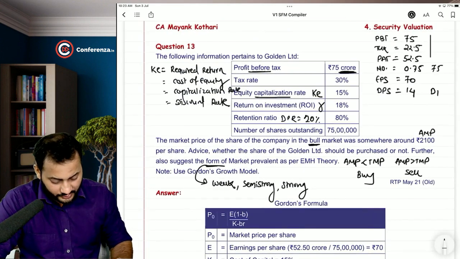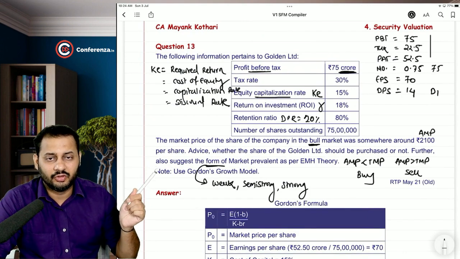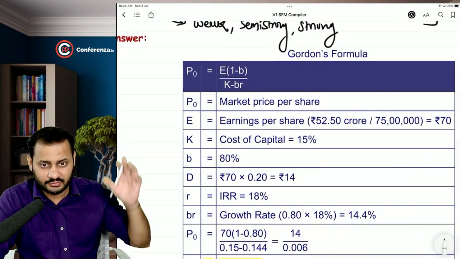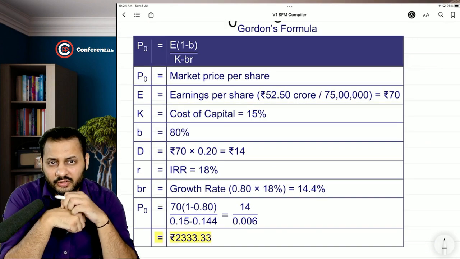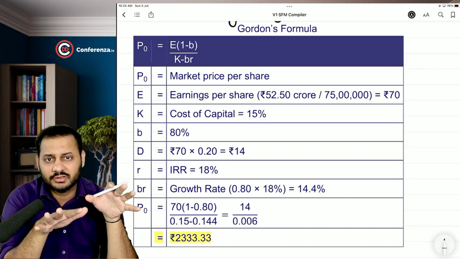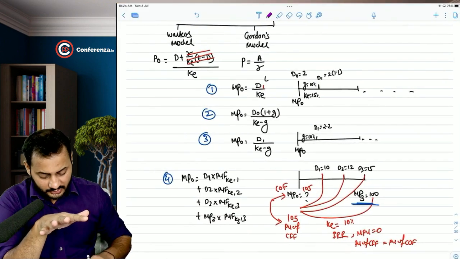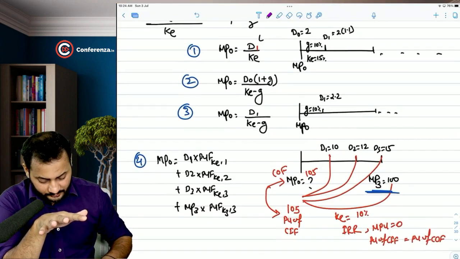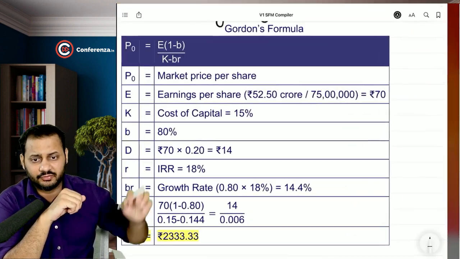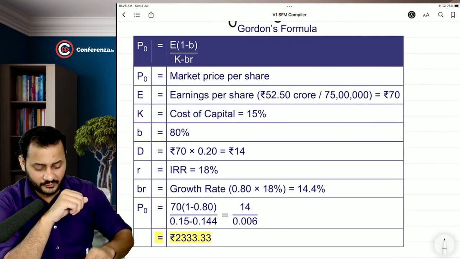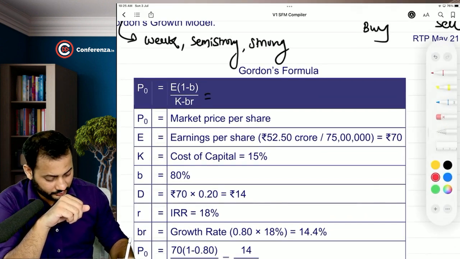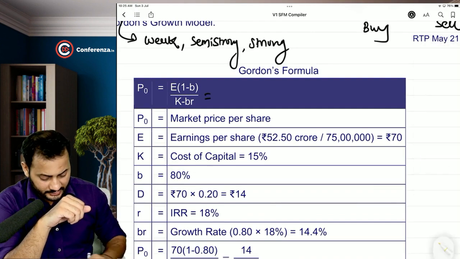Now we are going to come down to the main question. Use Gordon's growth model. Now the Gordon's growth model is somewhat like this. If you are not able to understand this formula, that means there is something serious going wrong, because you might say that you did not teach this formula to us. But ultimately I will come down to the same thing, and that will happen with you in the exam also.